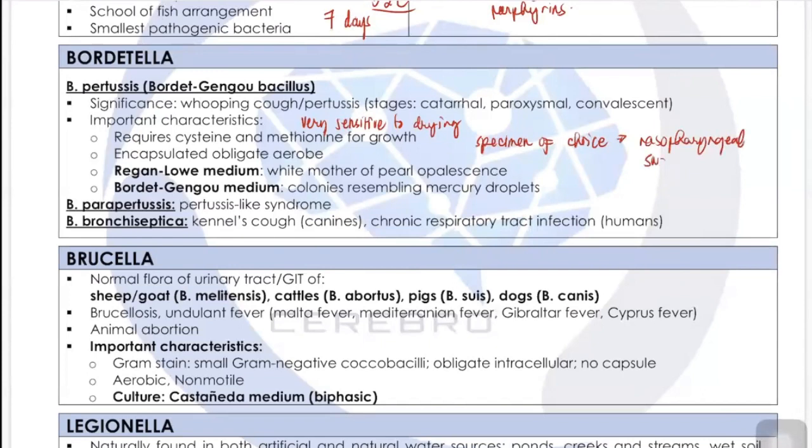Okay, the nasopharyngeal swab. Okay, next, let's proceed to Bordetella parapertussis. It causes pertussis-like syndrome. And lastly, Bordetella bronchiseptica, which is the causative agent of kennel cough, a disease of canines. And in humans, it causes chronic respiratory tract infection. Okay, so that would be all for Bordetella.